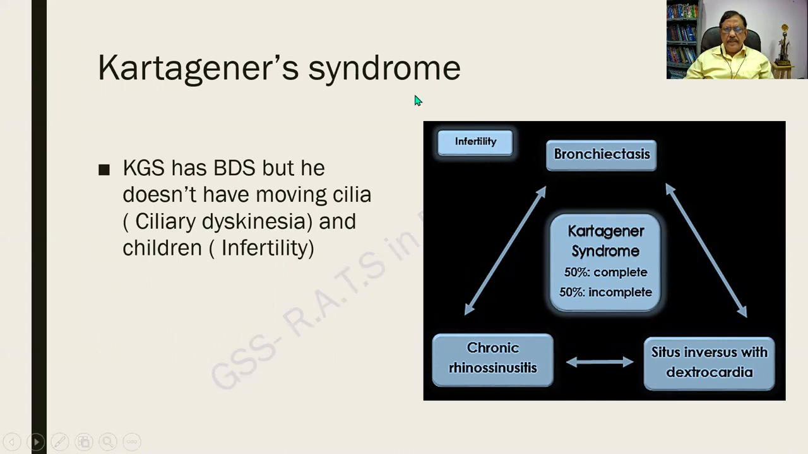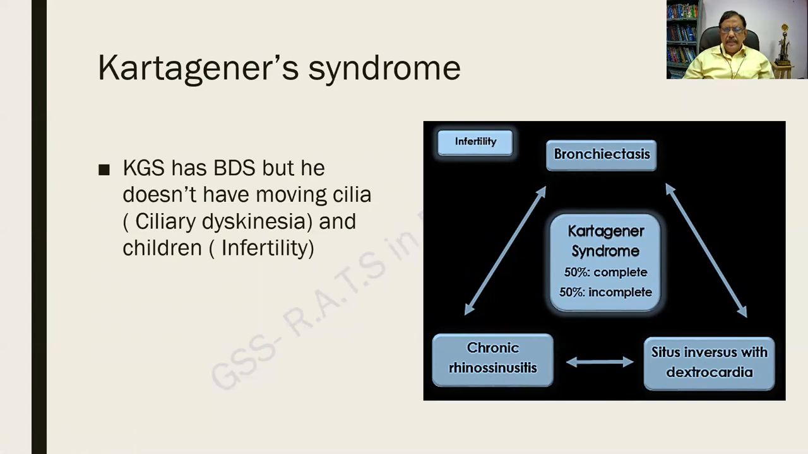Kartagener syndrome we had mentioned earlier. For the sake of completion, I am showing it here. It has a triad which consists of bronchiectasis, situs inversus, one of the most important defects in bronchiectasis, and recurrent rhinosinusitis. Bronchiectasis, situs inversus or dextrocardia, and rhinosinusitis. These constitute the Kartagener syndrome. Along with that, there is infertility.